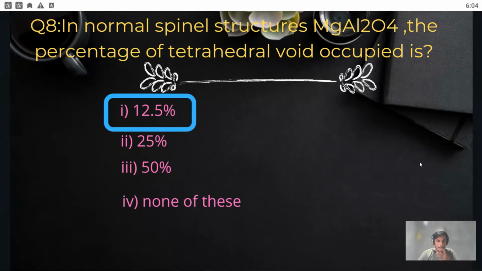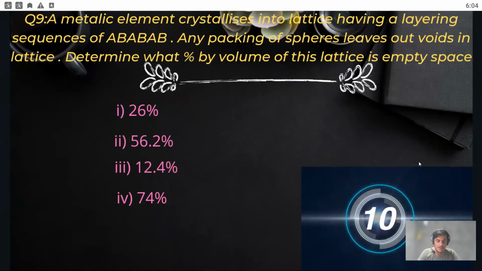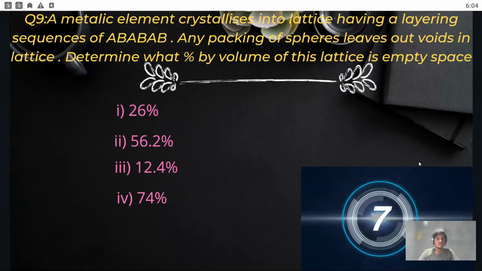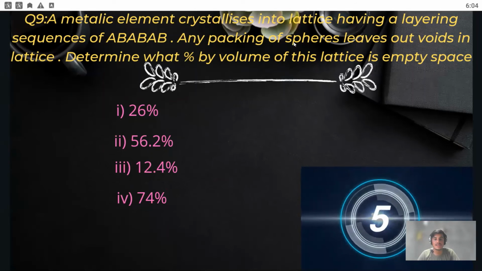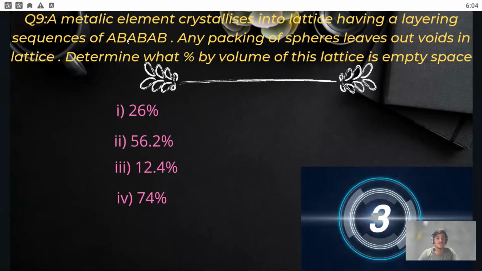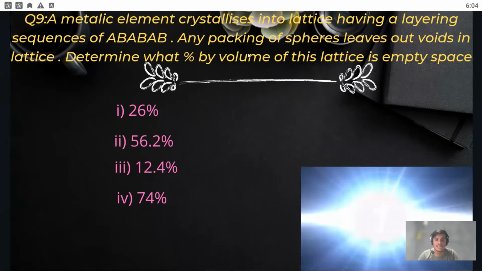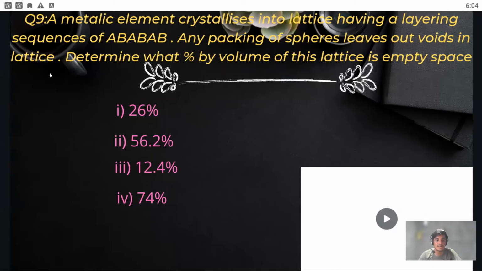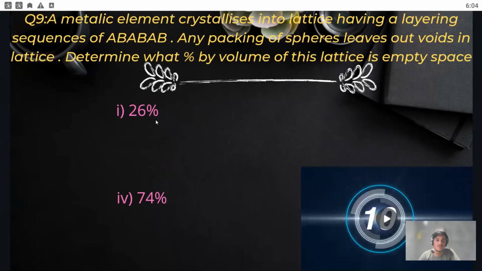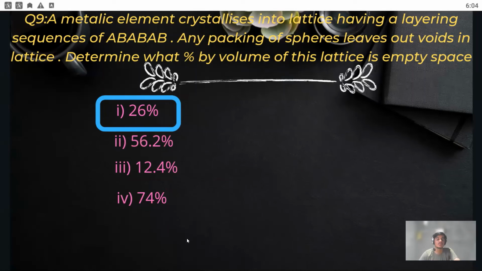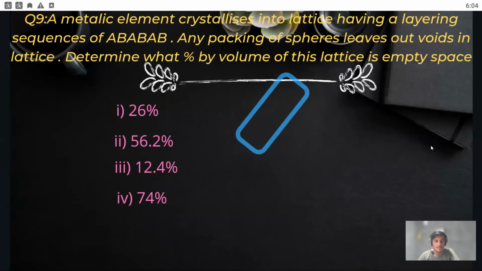Now question number 9. This is also a good question. A metallic element crystallizes into a lattice having a layering sequence of AB type. In any packing of spheres, voids are left in the lattice. Determine what percent of the volume of the lattice is empty space. The correct answer is 26%. This is quite simple, you can draw it. I will provide the solution in the comment box.